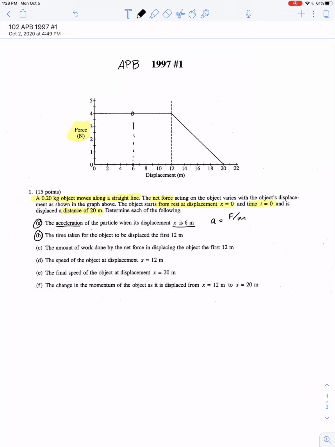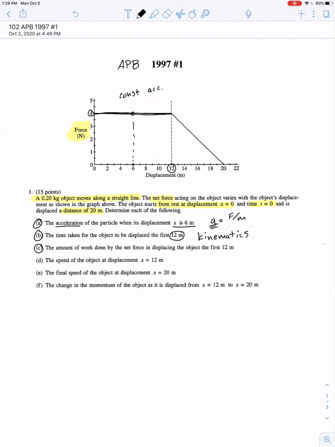Part B, find the time taken for the object to displace the first 12 meters. So we notice, because the force remains a constant 4 newtons all the way up to 12 meters, constant force means constant acceleration. And when acceleration is constant, you can use kinematics. So if we're told there's a distance of 12 meters, and we've already found an acceleration in the previous part, then I leave it up to you to find the right kinematics equation to solve for part B.